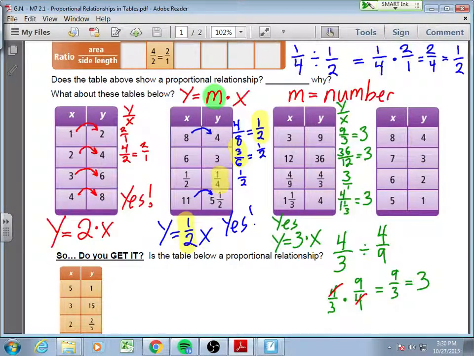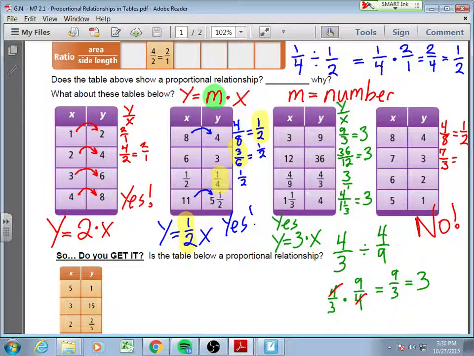And my last table here, 4 over 8 is 1/2. So if we do 4 over 8, that is 1/2. What about 7 over 3? Can that reduce? No. So is 7 over 3 equal to the 1/2 ratio? No. These are not equal ratios, so this is not proportional.